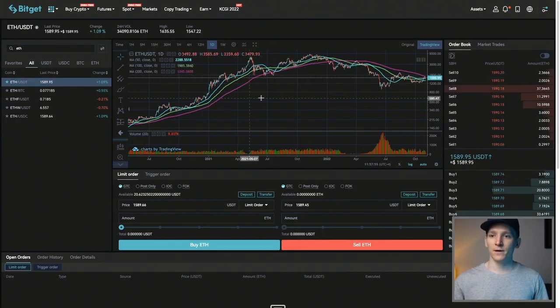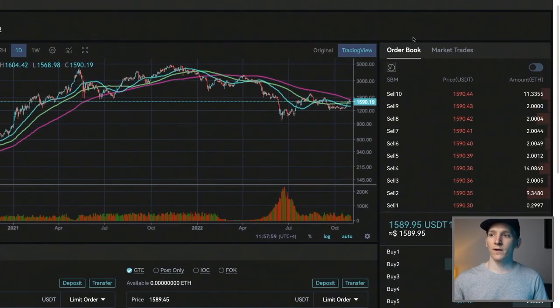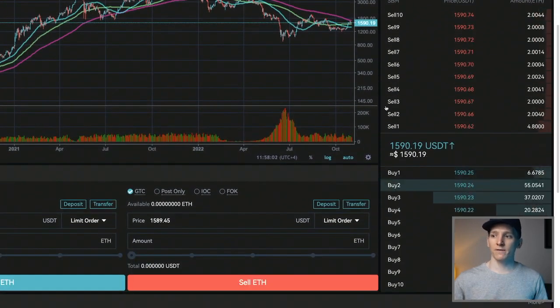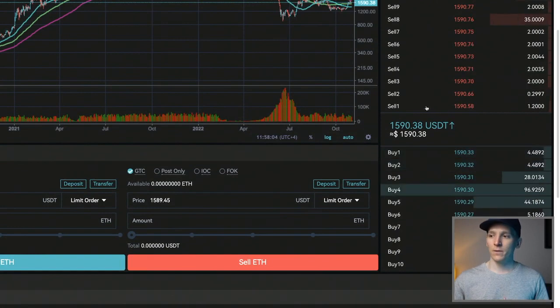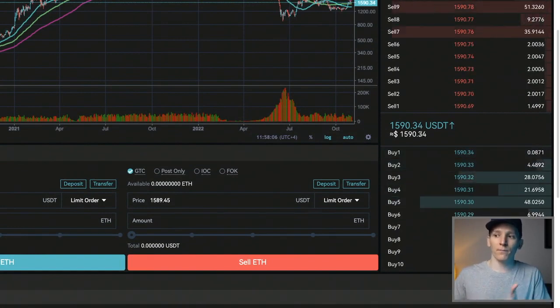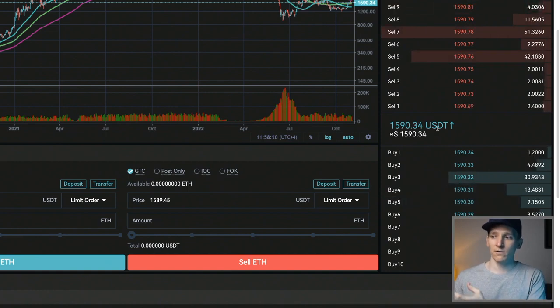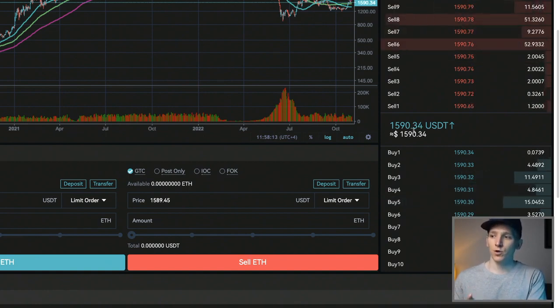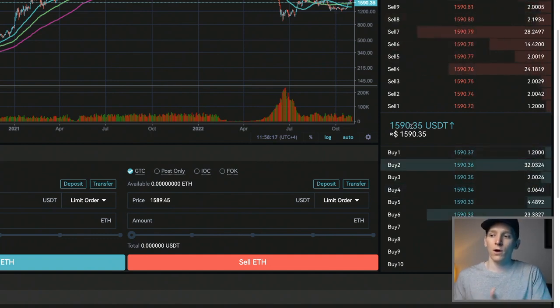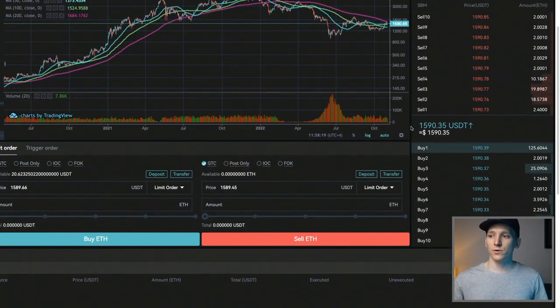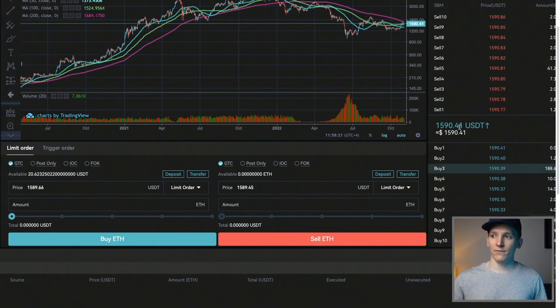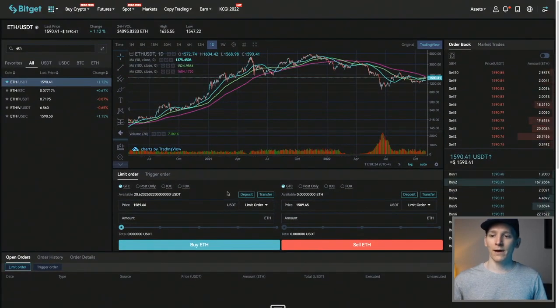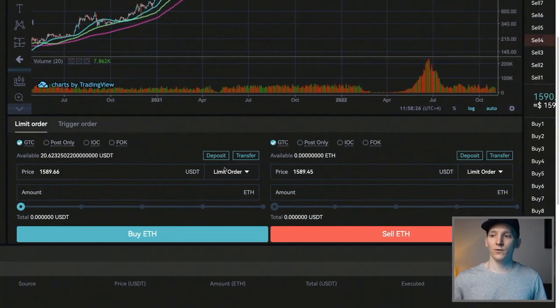You have the chart in the middle, which I'll go over in a second, but on the right hand side, you have the order book. The order book is just showing you where traders are buying and selling right now. In the middle right here, this is called the mid price. This is the price that Ethereum is actually trading at right now. So if you wanted to go ahead and buy some, you'll be paying $1,590 per one Ethereum. You can choose how many dollars you want to spend though, so you don't have to buy one whole one. And then down in the middle, this is where you place your orders in.